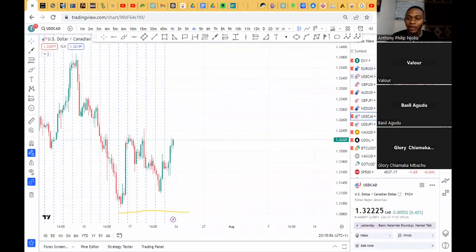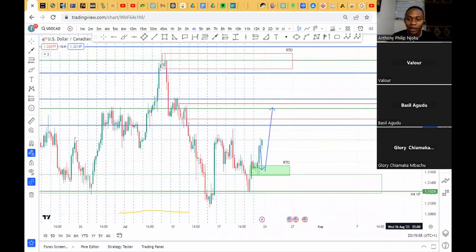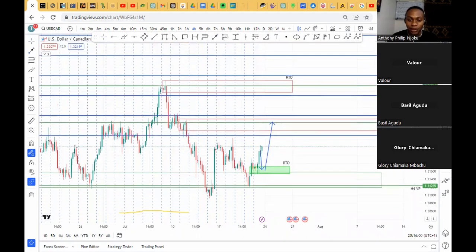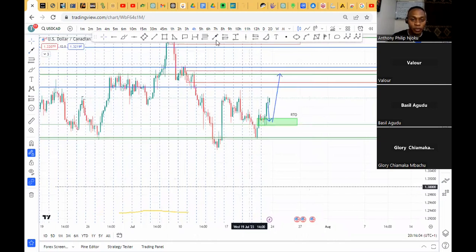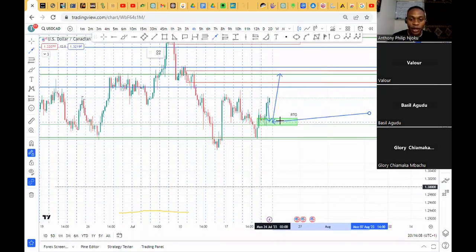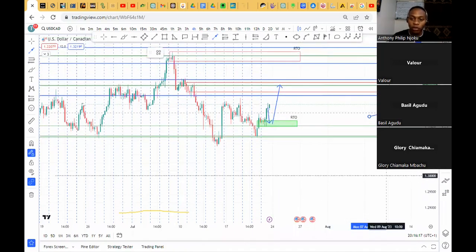Then the next on our list is USD CAD. So for USD CAD, the same bias we have on the DXY. We have a return to origin over here, M15 return to origin over here, and from here we'll be looking for our buy setups for USD CAD into this origin over here. And for USD CAD, the long-term picture is this breakout.